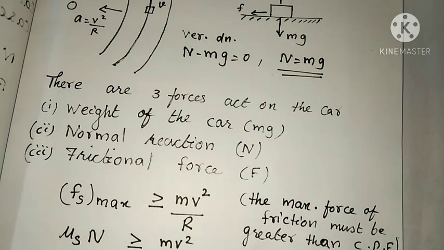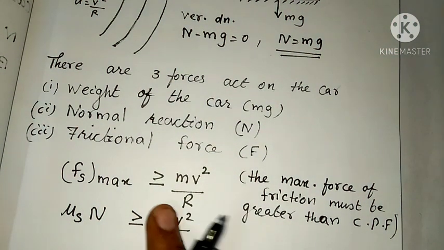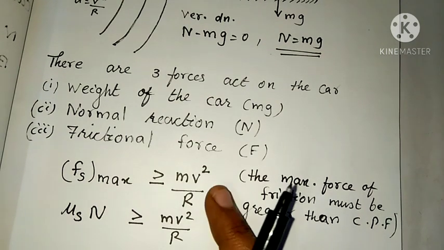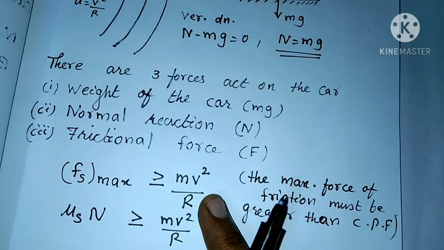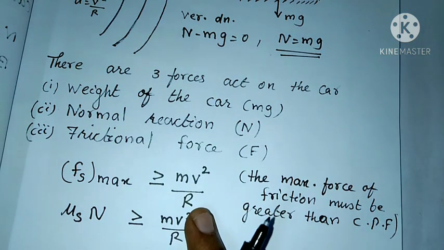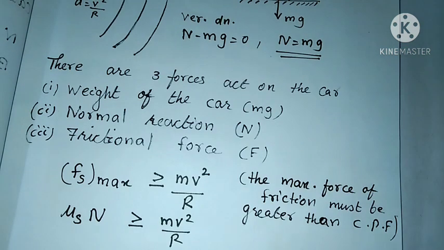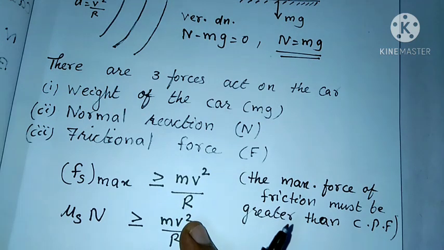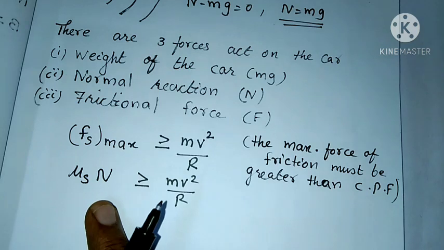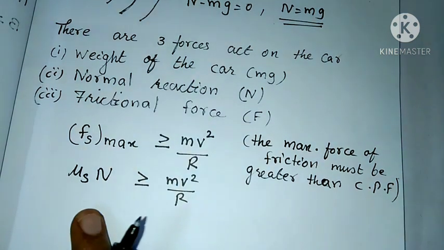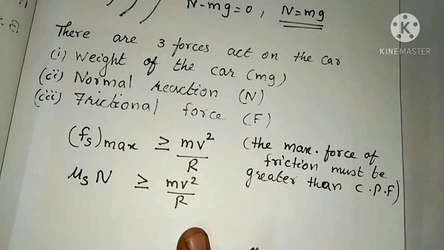So, we can write Fs maximum is greater than or equal to the centripetal force mv square by r. R is the radius of the circular path and v is the velocity of the car. From this equation we can find out the velocity of the car on the circular level road. So, what is the Fs maximum? It is equal to mu s N. Mu s is the coefficient of friction. So, we can write mu s N greater than or equal to mv square by r.